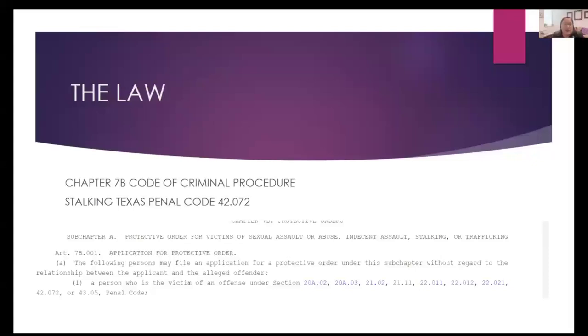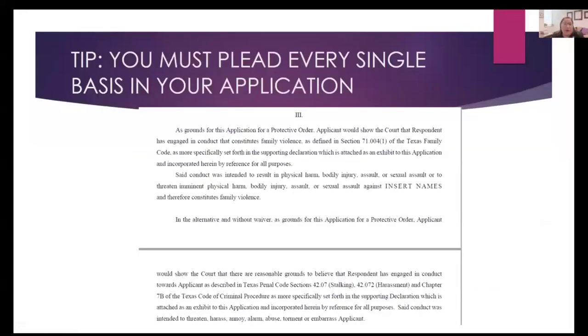And again, the law for stalking can be found under Chapter 7B, and it's 42.072. So make sure that you click on it and start there. You must plead every single basis in your application. So these are our pleadings for the DA's office.